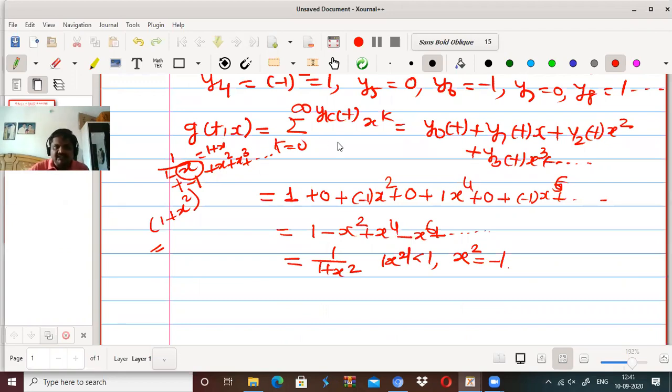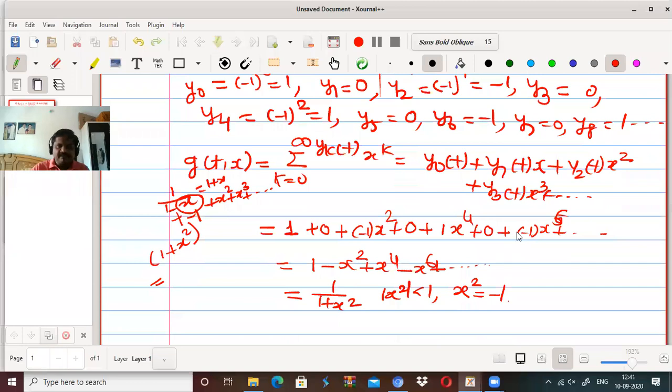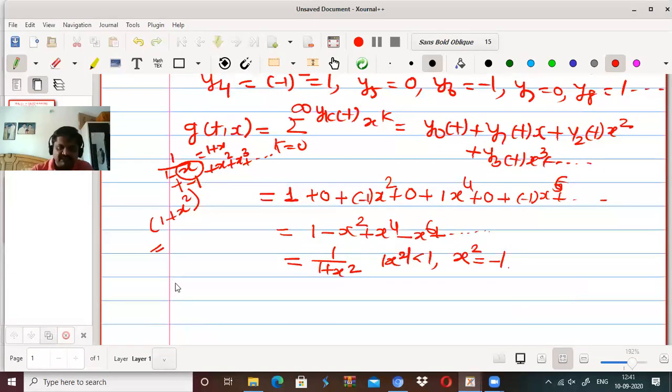And what is ykt? Ykt is this one. y2i is equal to minus 1 to the power i, y2i plus 1 equal to 0. If I want to obtain h of tx here, what will be h of tx now? H of tx, only what change is there? Summation from k equal to 0 to infinity ykt upon k factorial into x to the power k, which is equal to, what will come here: y0t upon 1, y1t upon 1. Only this will be changed.